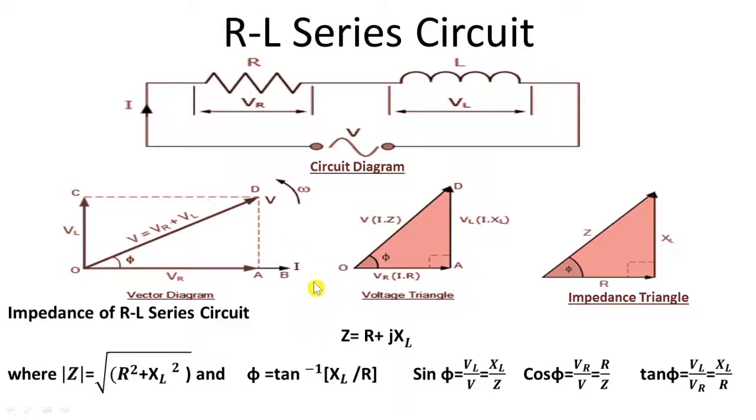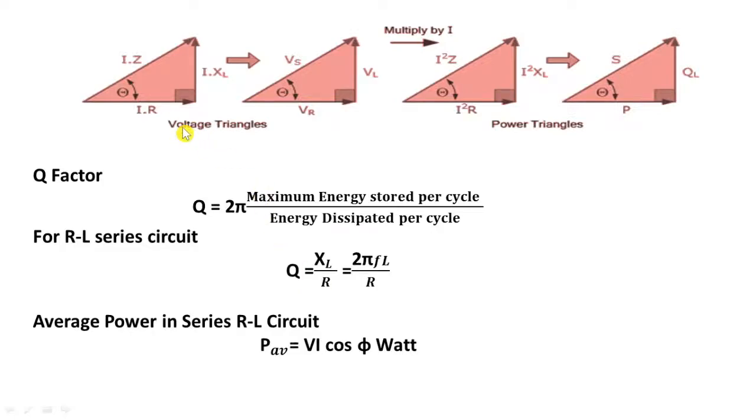See next. Here this is the voltage triangle, and by multiplying the voltage triangle by current I, we get the power triangle. Already we said that I square Z is S, the apparent power, I square XL is the reactive power, and I square R is the active power. So apparent power, reactive power and active power. In this way we get the power triangle.